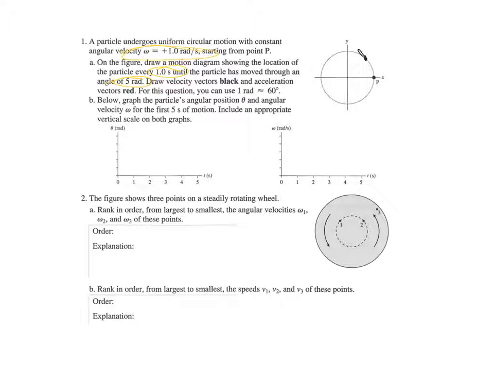And the velocity would be tangential. The second one would be over here somewhere, so that's 1. Here's 2. The velocity would be tangential. 3 is going to be over here. Velocity is tangential. 4. Velocity is tangential. And 5 would be down here. And the velocity is tangential. Now they want acceleration vectors. Acceleration's always going to point towards the center.